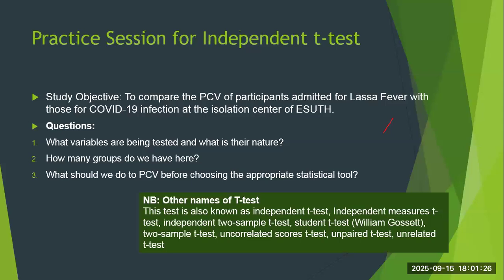Your study objective is to compare the PCV of participants admitted for Lassa fever with those of COVID-19 infection at the isolation center. So let me ask, somebody should unmute yourself. What are the variables being tested here? You have to tell me which variable, because that's what determines which two variables I want to compare. So tell me first, before we choose a test: are these variables continuous or categorical? It helps us to know which test to choose. So who can unmute and answer the question? What variables are we testing for in this objective?